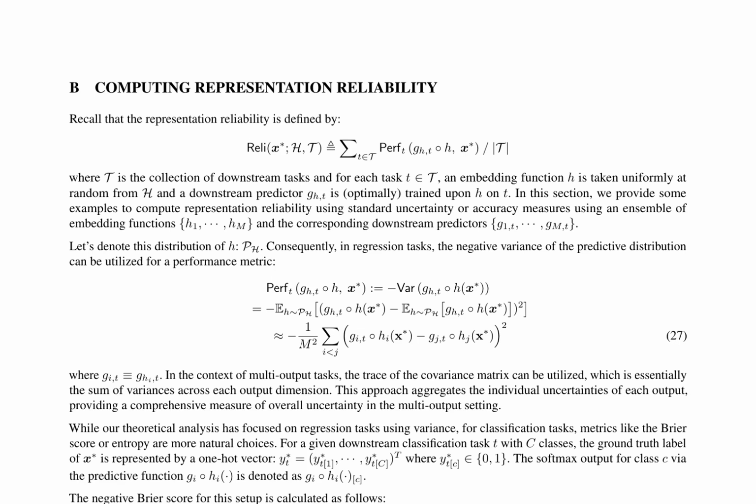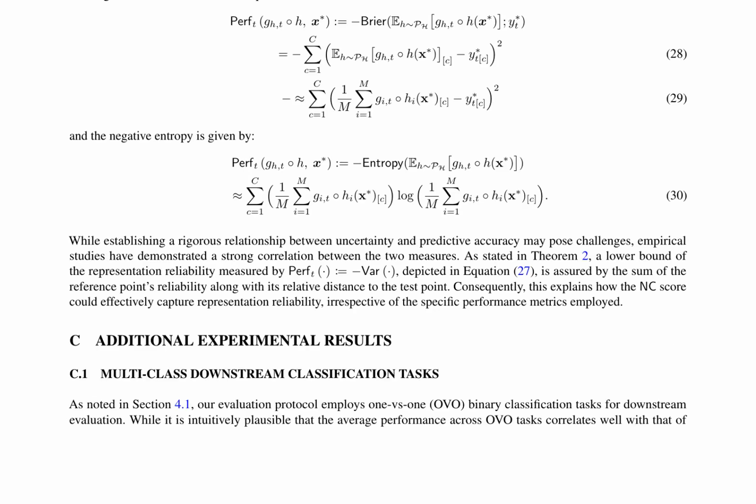g_M,T. The approximation is given by equation 27, which computes the average squared difference between the predictions of each embedding function. In multi-output tasks, the trace of the covariance matrix can be used as a performance metric, which aggregates the individual uncertainties of each output dimension.